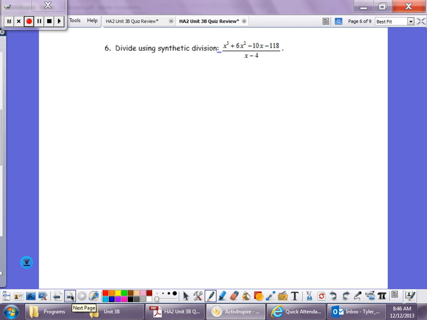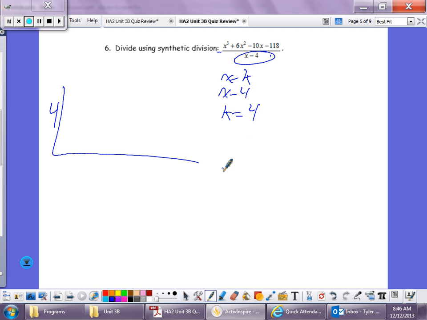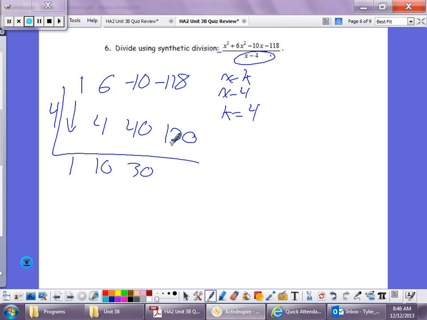Number 6, it tells you to use synthetic division. So remember, we have to make sure we're in standard form. And this here is my x minus k. So if x minus k is x minus 4, you know that k equals 4, right? So you're putting 4 into the coefficients of the numerator. So you have 1, 6, negative 10, negative 118. And then I just go through the process of synthetic. So bring down the first one. I multiply. You get 10, 40, 30, 120, and 2.